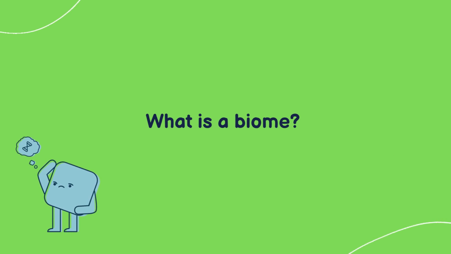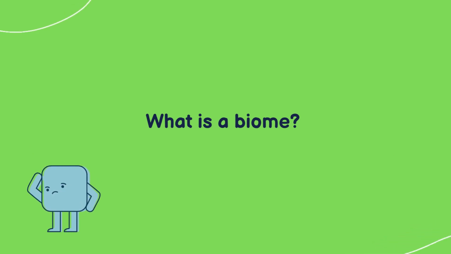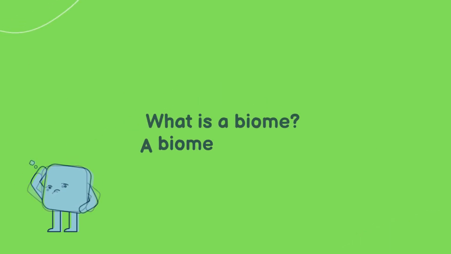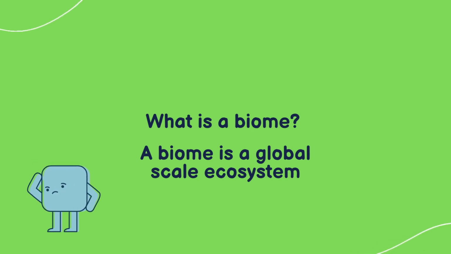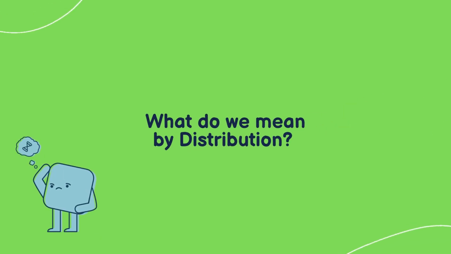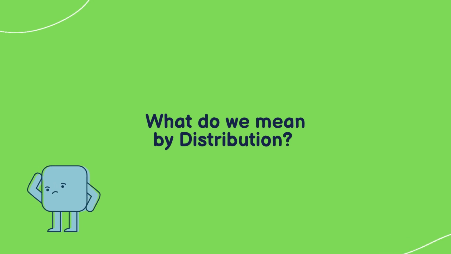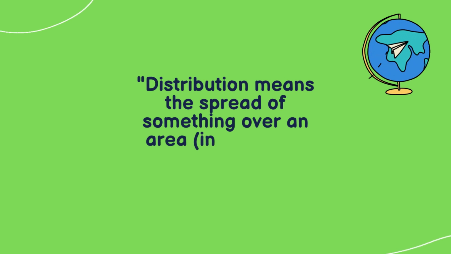So let's recap. What do we mean by a biome? Well, a biome is a global scale ecosystem. Secondly, what do we mean by the word distribution? Well, distribution means the spread of something over an area. In this case, the world.